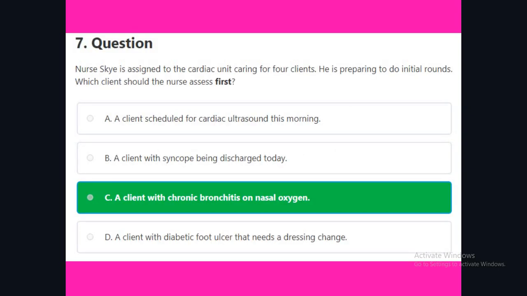Next, Nurse Sky is assigned to the cardiac unit caring for 4 clients. He is preparing to do initial rounds. Which client should the nurse assess first? A client scheduled for cardiac ultrasound this morning. This is a scheduled thing, not a priority. A client with syncope being discharged today. If the patient is being discharged, definitely the patient is stable. A patient with chronic bronchitis on nasal oxygen. A client with diabetic foot ulcer that needs a dressing change. Dressing change is not a priority, but a client who has an airway problem and is on oxygen, this would be a priority.